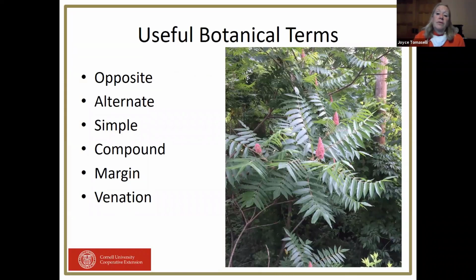When we start describing things, to do online queries, or we start guessing and looking up what the description is of something, the terms that are going to be really important, and I'm going to go over these, are opposite, alternate, simple, compound, margin, and venation. All right? Those are going to be important for us to understand in detail because they're the most fundamental in terms of identification. This happens to be a hemlock. No, it's not a hemlock, it's a sumac. That's a sumac there with its nice compound leaves and its red persisting through winter flower.